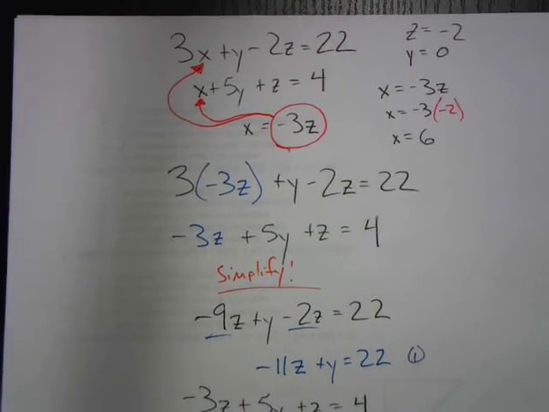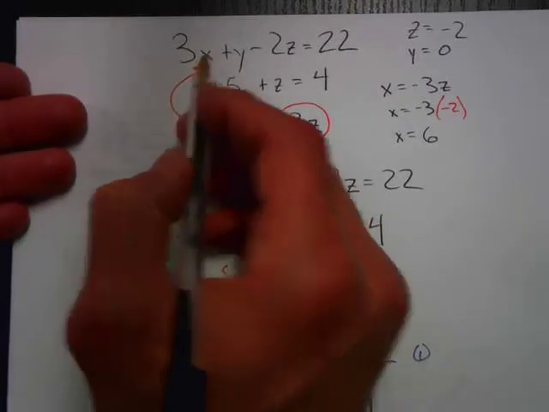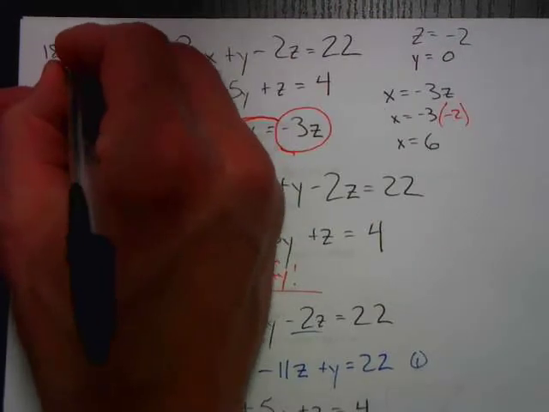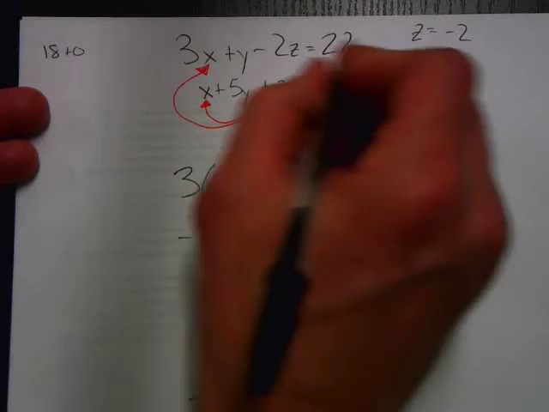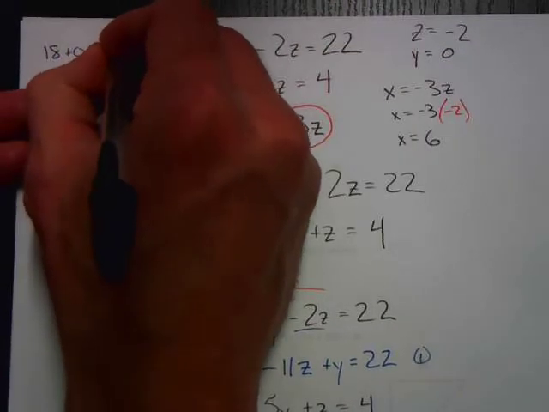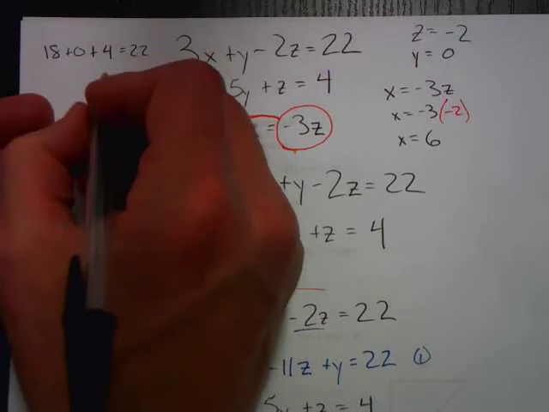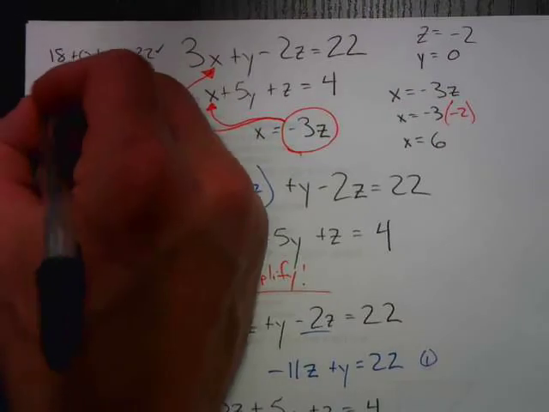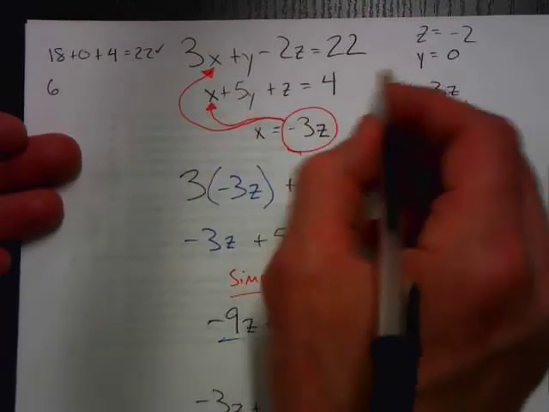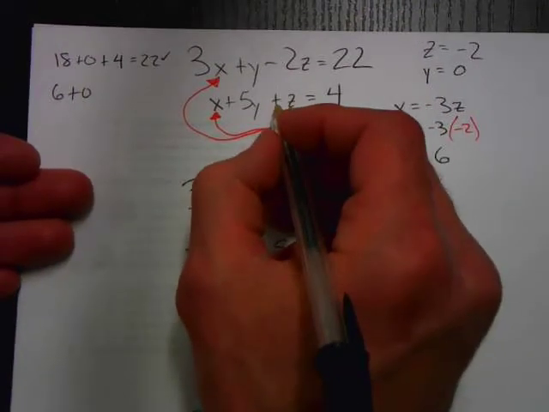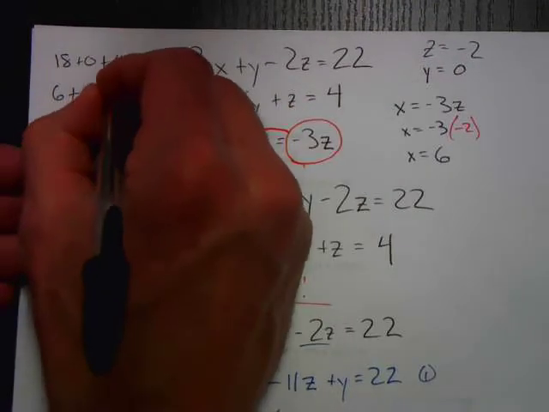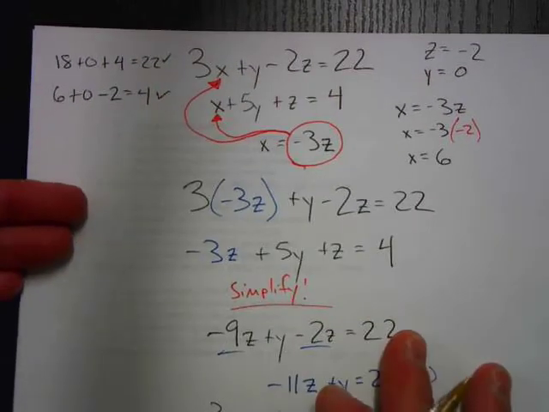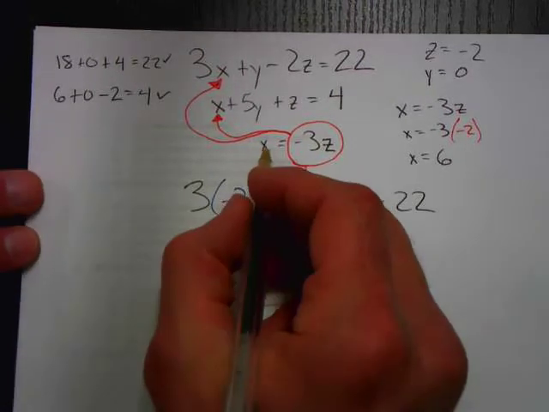You're going to find out this is actually kind of simple. 3 times x, 3 times 6 is 18, plus y, plus 0, minus 2 times z, minus 2 times negative 2, that's plus 4. Does that equal 22? Check. So it works in the first one. Down here we have x, but x is 6, plus 5 times y, plus 5 times 0, plus z, z is negative 2. Does 6 minus 2 equal 4? Check.